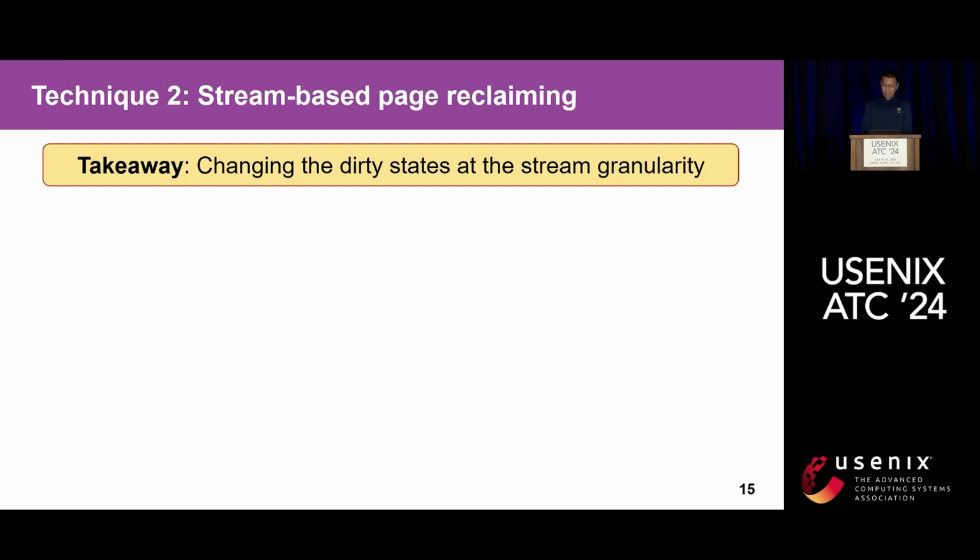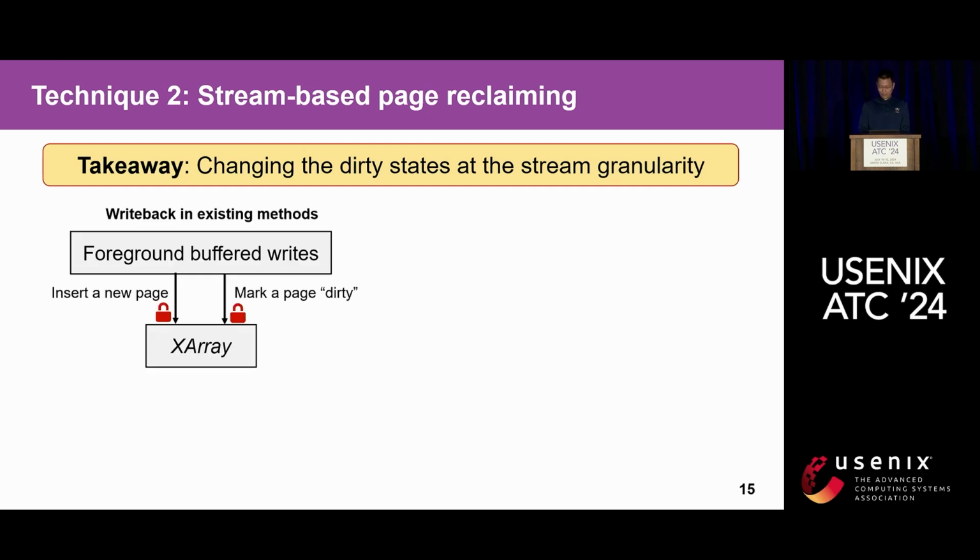Writeback in StreamCache differs from the existing methods in that it changes the dirty states at the stream granularity instead of the page granularity. For example, the Linux page cache couples dirty states in page cache index.